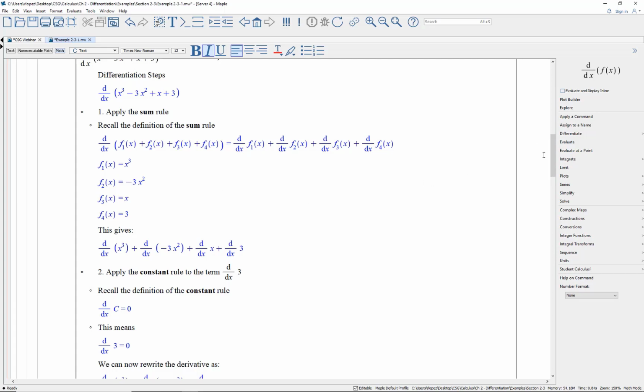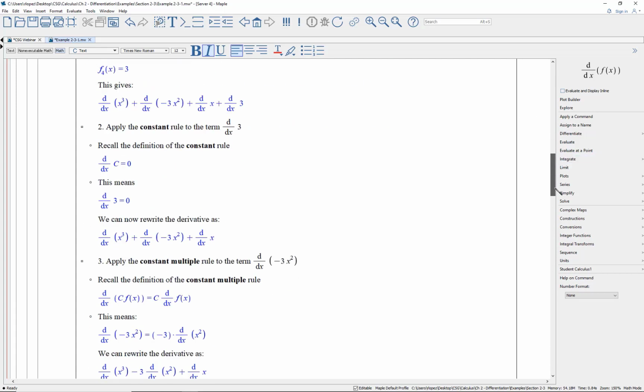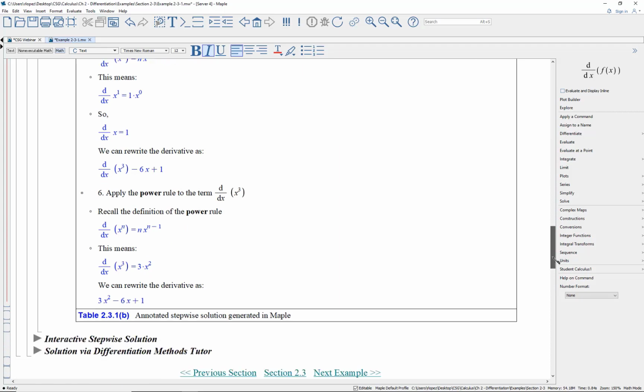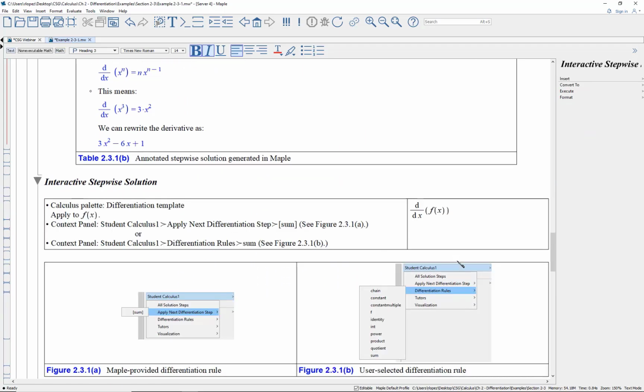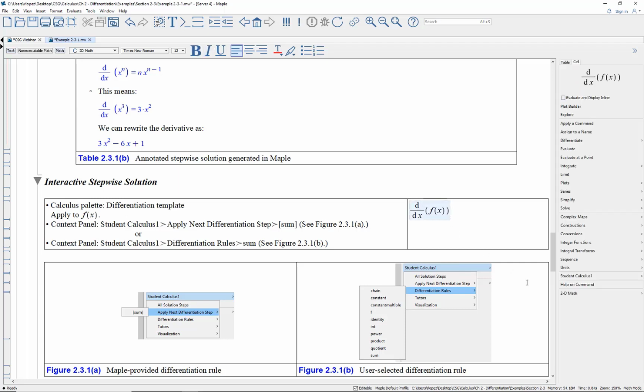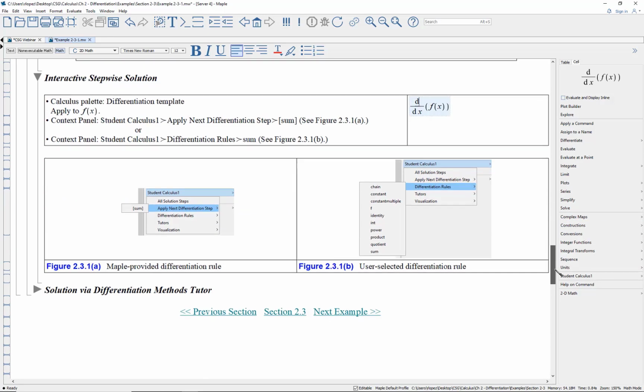It's an annotated list of the solution steps. It describes each of the steps that you have to implement. You can do it interactively. If you go to the spot where we just were, you apply the next step, or what are all of the rules, and you pick the rule you need. Or you can ask for the differentiation methods tutor. Let's take a look down here.